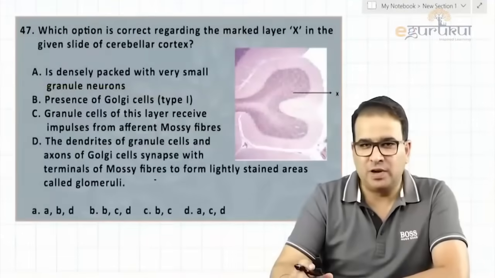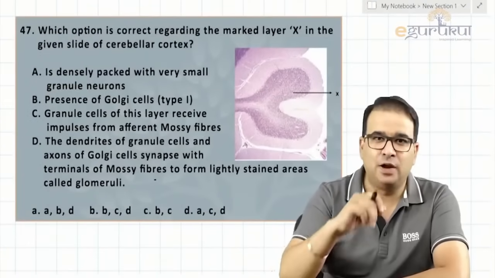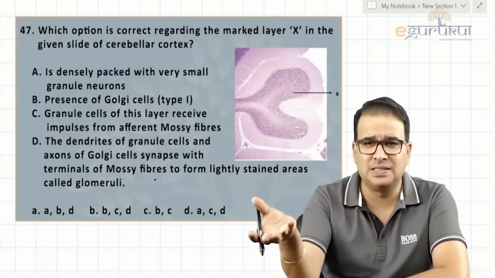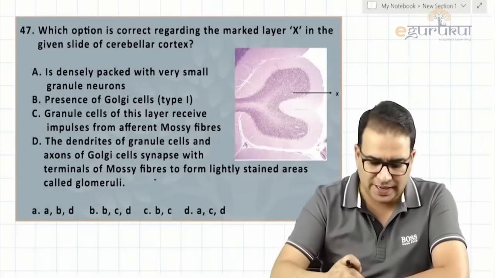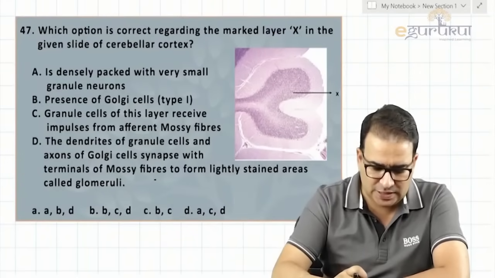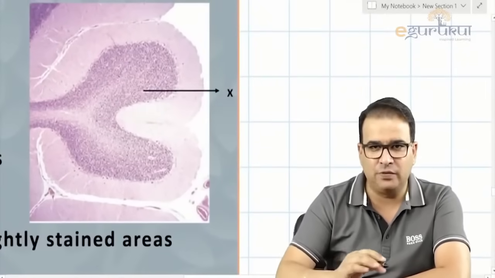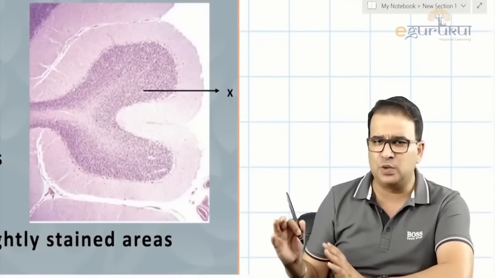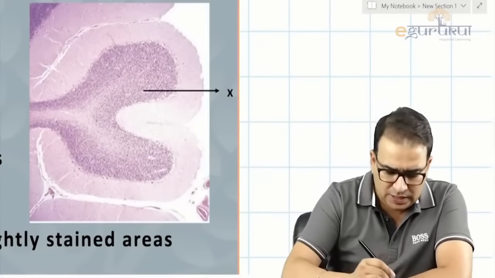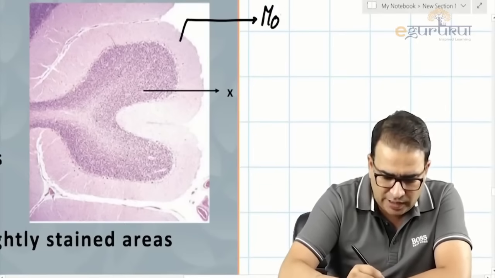So question number 47 says, which option is correct regarding the marked layer X in the given slide of the cerebellar cortex? Well, they already said it's a slide of cerebellar cortex, although you can still easily identify the cerebellar cortex slide. Let me enlarge this slide for you. First, let's quickly go through the three layers in there. When you look at the slide of a cerebellar cortex, even at 4x or 10x, you can easily identify the three layers. The lightly stained outermost layer here is the molecular layer.